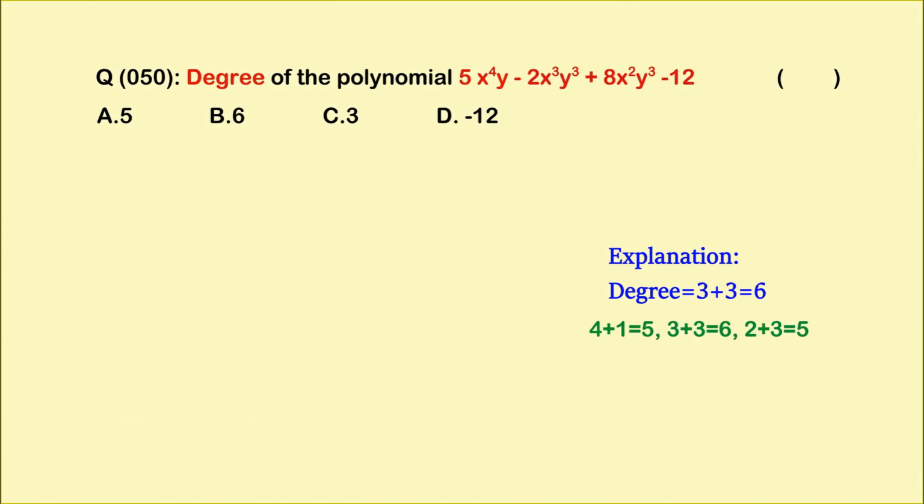Question number 50. Degree of the polynomial 5x to the power of 4y minus 2x to the power of 3y to the power of 3 plus 8x square y cube minus 12. It has 4 terms.